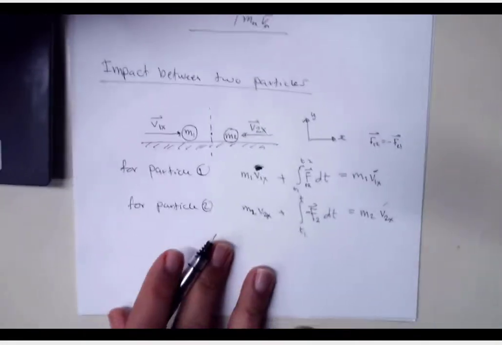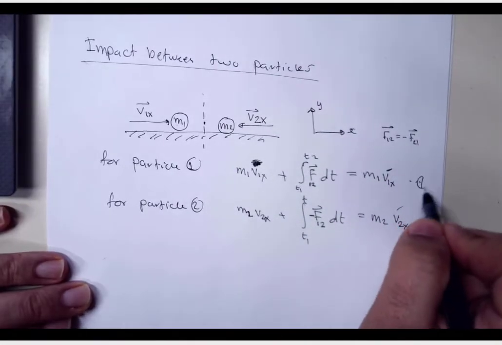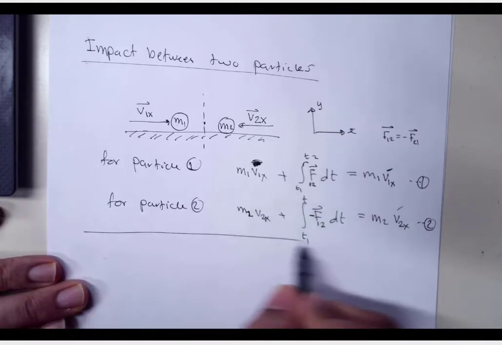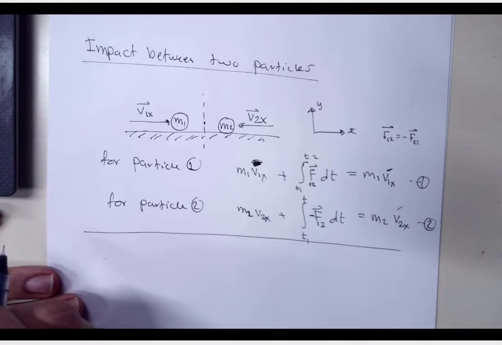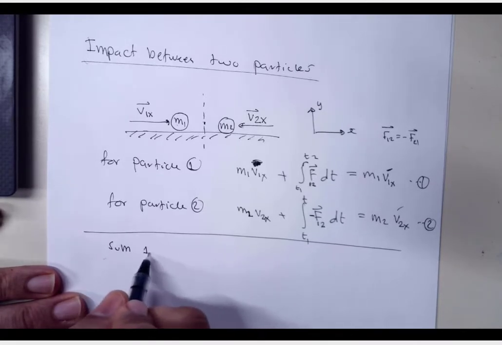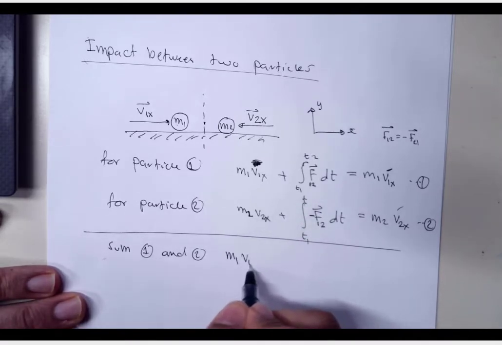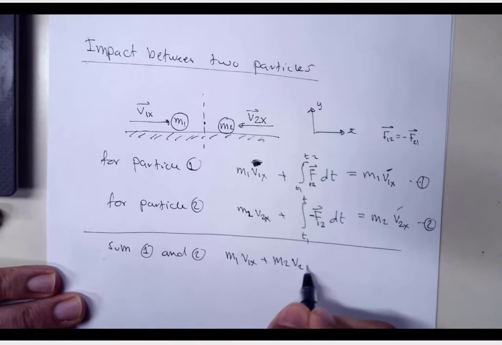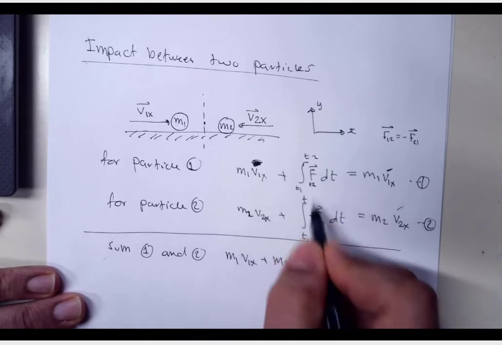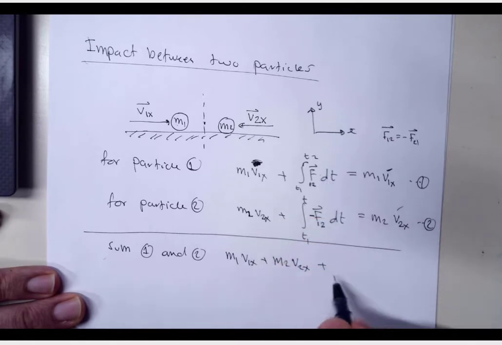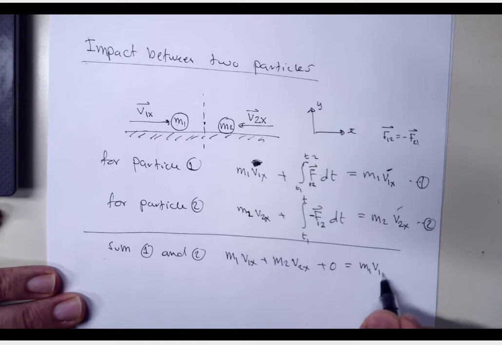Now we have two equations, as you see here. I haven't used any further information yet; I'm just using the previous information from 15.1. Sum 1 and 2. What do you get? You're going to get m1 v1x plus m2 v2x, plus, when you sum these together, it's going to be 0, because this is the same as that magnitude. So plus 0 equals m1 v1x prime plus m2 v2x prime.